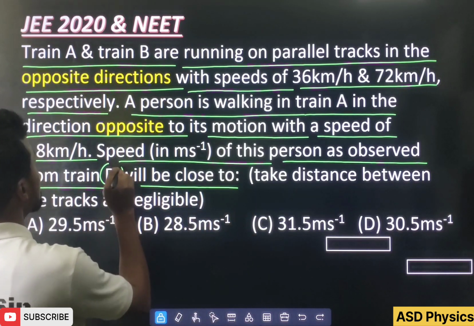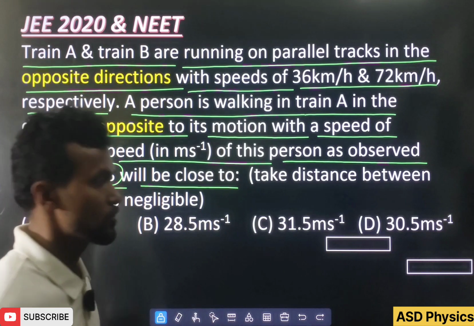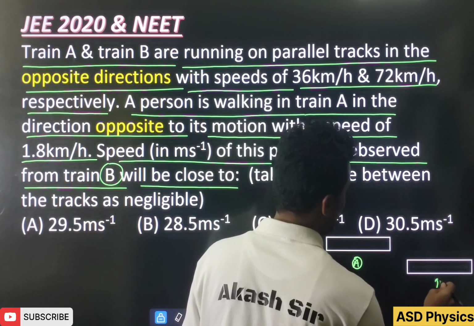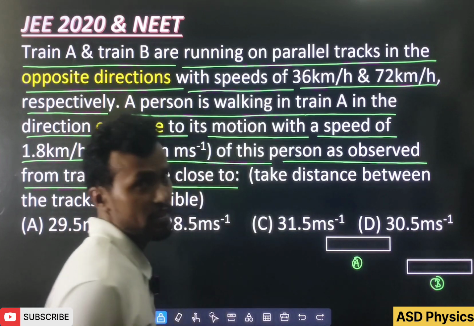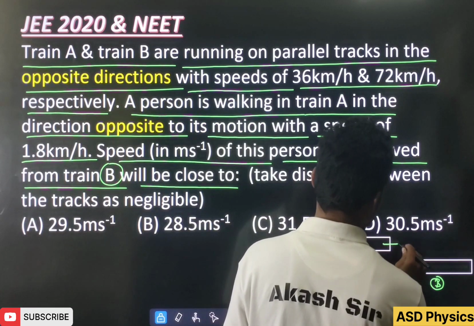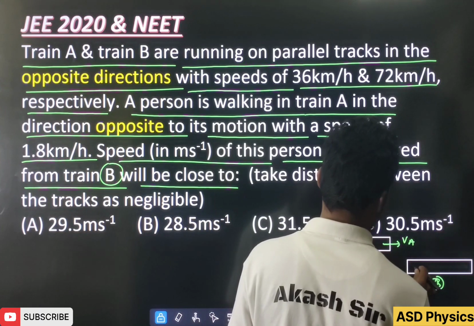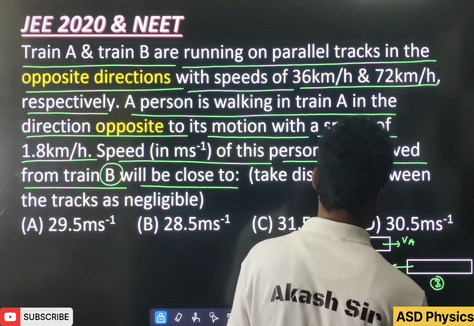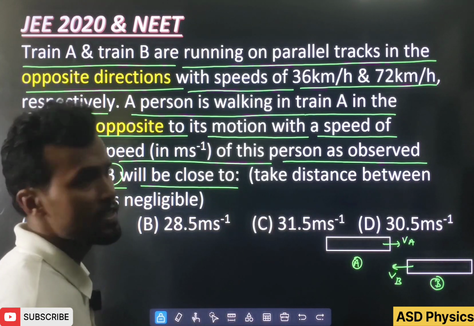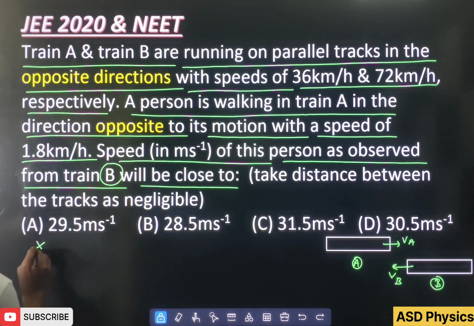Who is going to observe? The person in train B is going to observe. So let's say two trains are there on two different tracks, otherwise they will hit. So train A and B are there. Let's take train A going in this direction, and train B going in the opposite direction, with the mathematical sign convention of positive x direction and negative x direction. So we'll write here one by one.